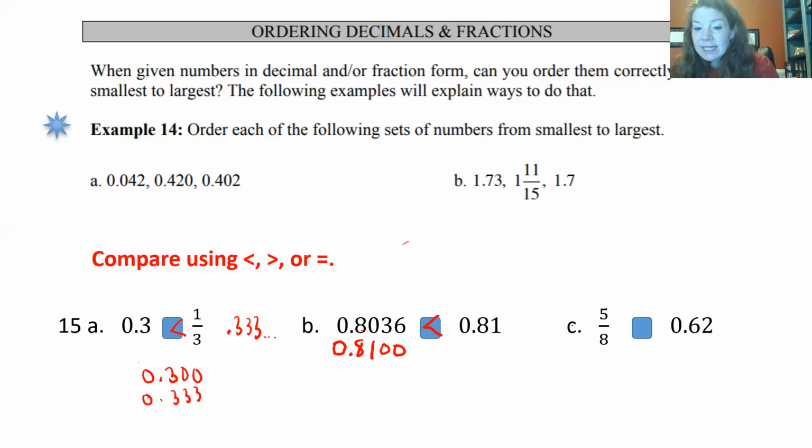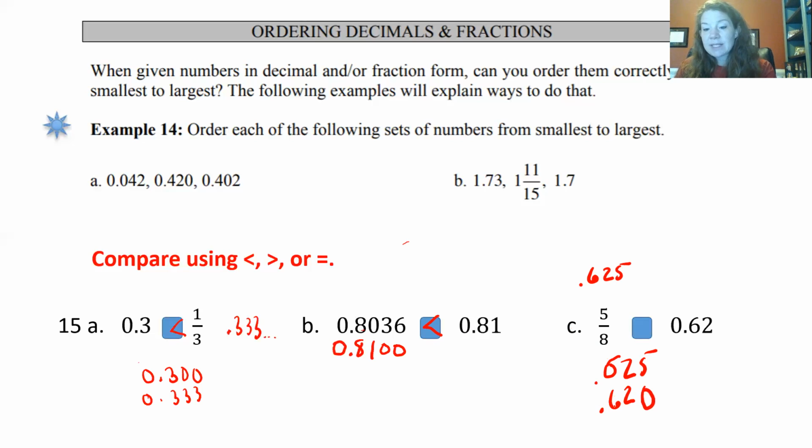And then letter C, we can turn 5/8 into a decimal. So in my calculator, I'm dividing 5 by 8. So I got 0.625. So then if I lined up my decimals, 0.625, and the second one is 0.62. If I want one more digit, I'm going to add a 0.